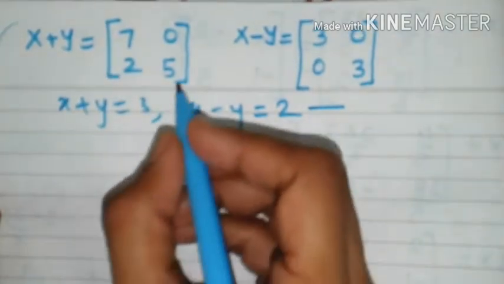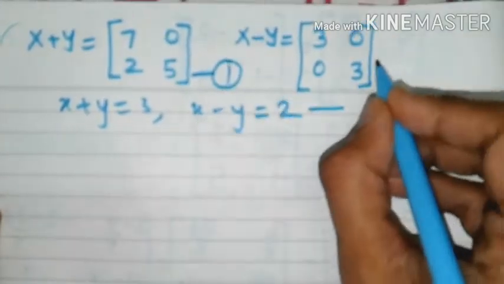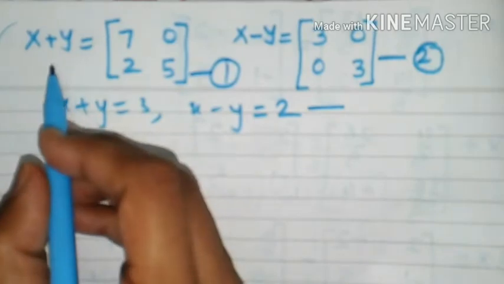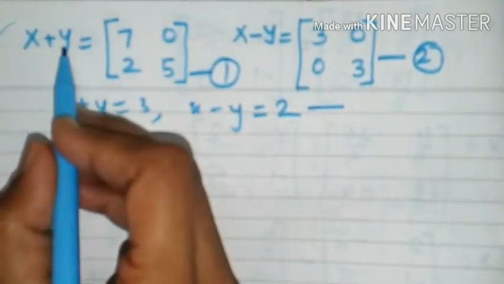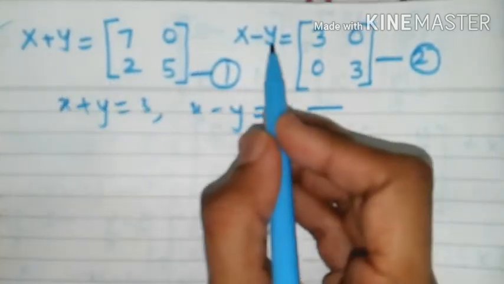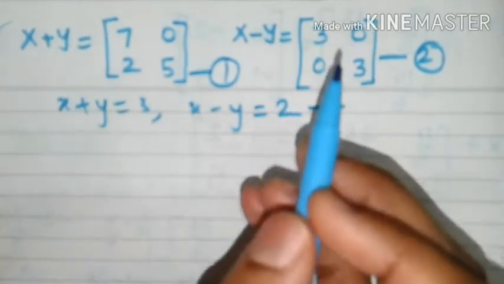So let's go ahead. We will label this as equation 1 and equation 2. So if you add equation 1 and 2, you will observe that we can eliminate the matrix Y, because here it is plus Y and minus Y.